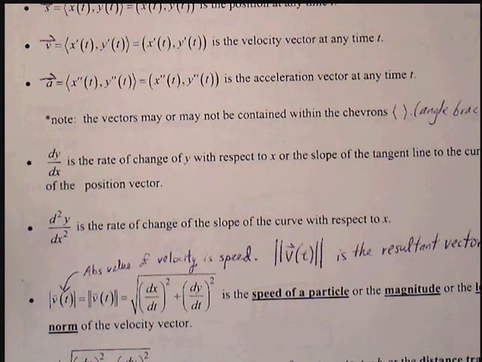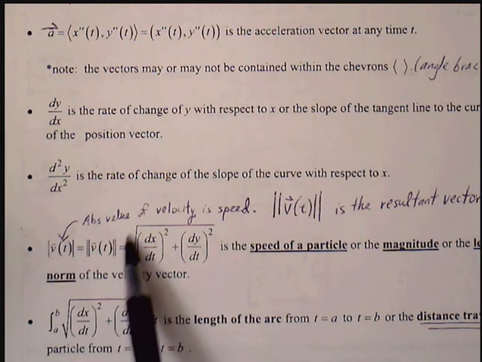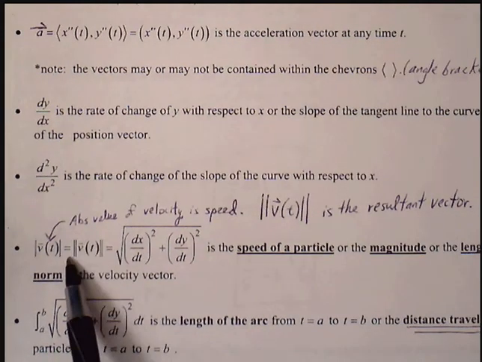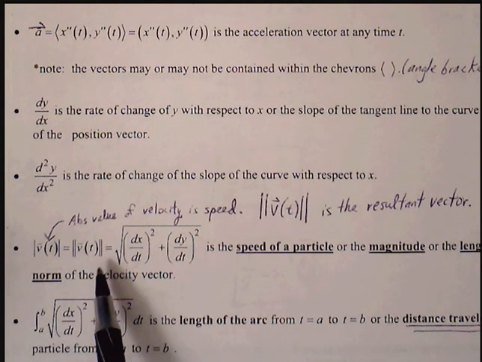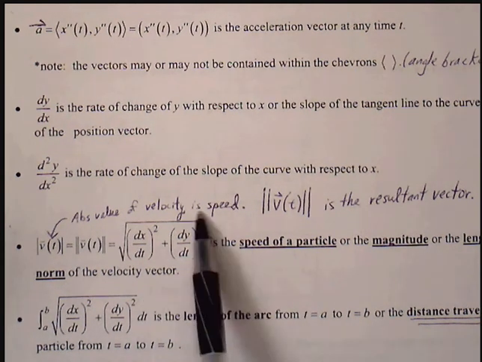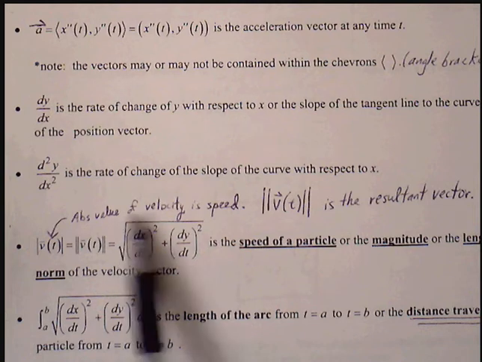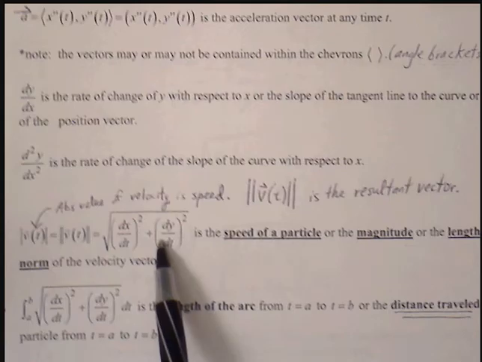All right, so next, the absolute value of the velocity. Right, we know the absolute value of velocity is speed, and we can represent that using this resultant vector. And if you see the double bar, v of t, that represents speed, and we could think of speed of the particle as the magnitude or the length of the velocity vector. So basically finding the square root of x prime of t squared plus y prime of t squared.